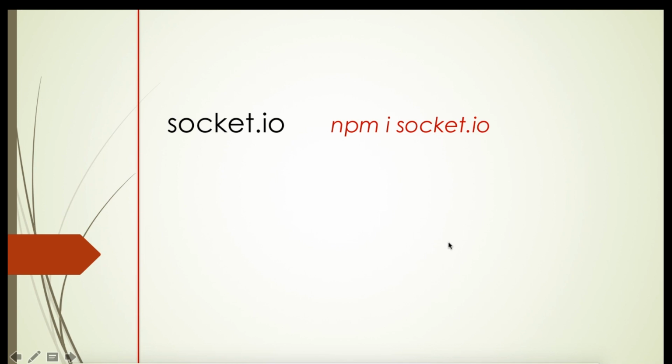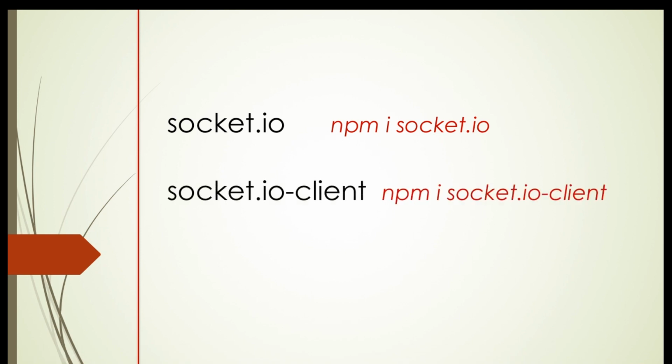Okay, we are going to have two applications. One is server, another is client. On the server side, we will be using socket.io npm, and this is the command to install it. The other package we will be using at the client end is socket.io-client, and you can see that this is the command to install it.